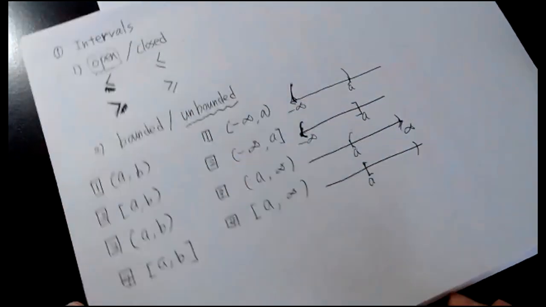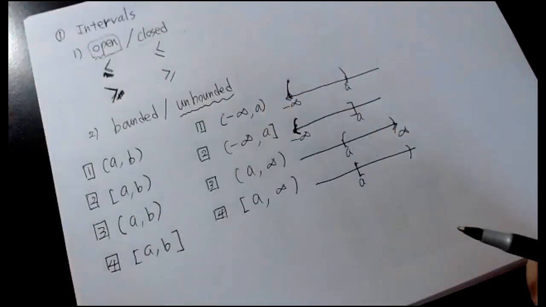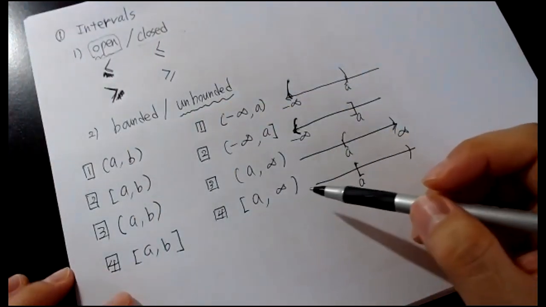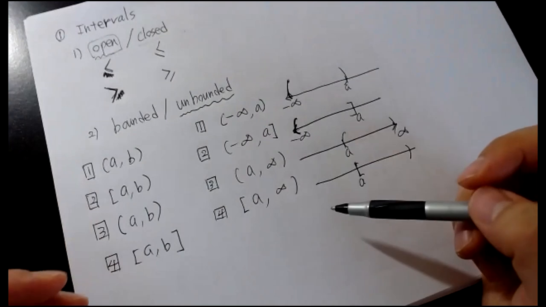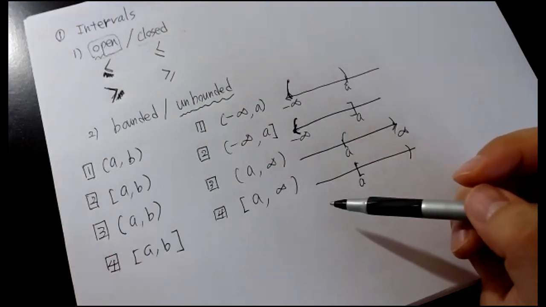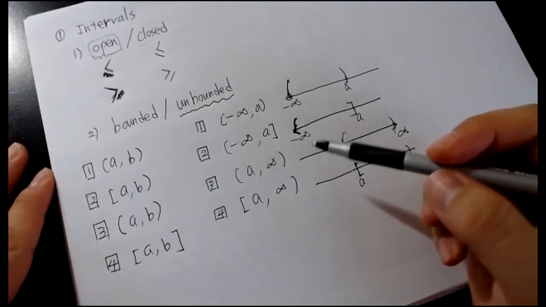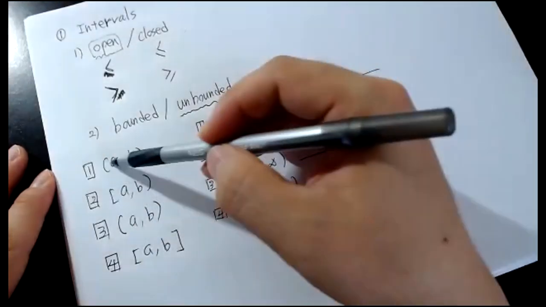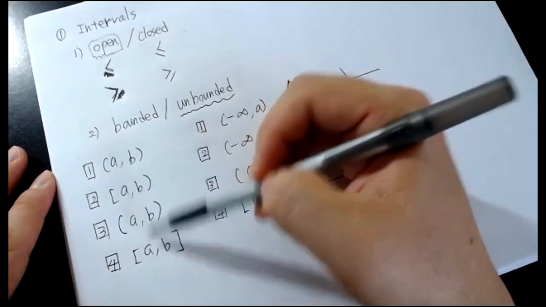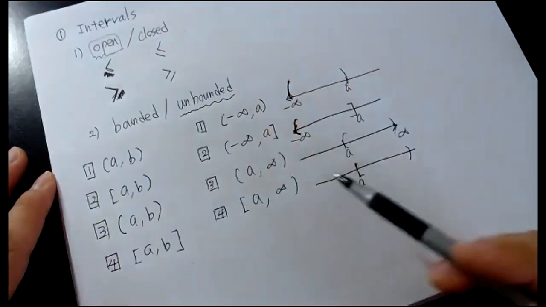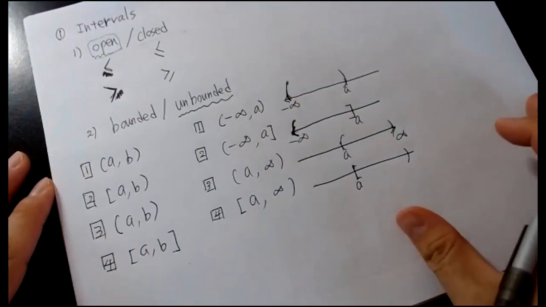Let me skip drawing the number line. You can see those bounded and unbounded, four cases for each, in the textbook. You see the table. In this case, keep in mind that we assume A is less than B.